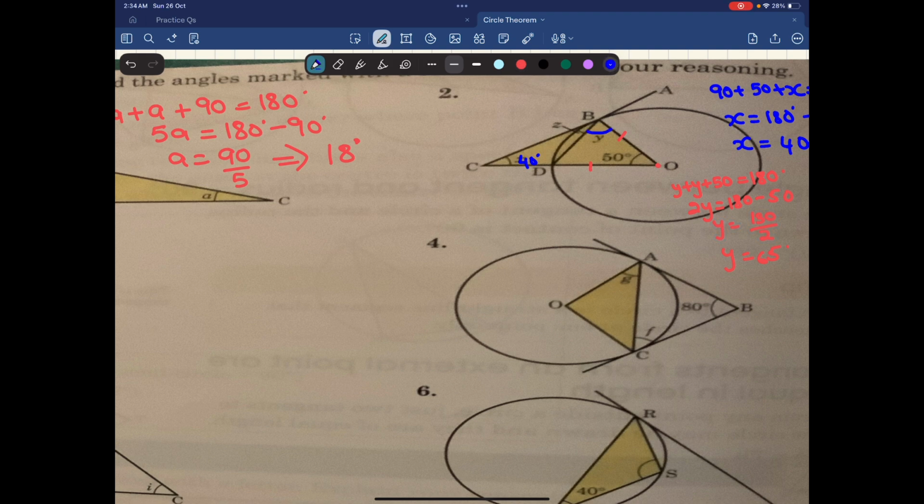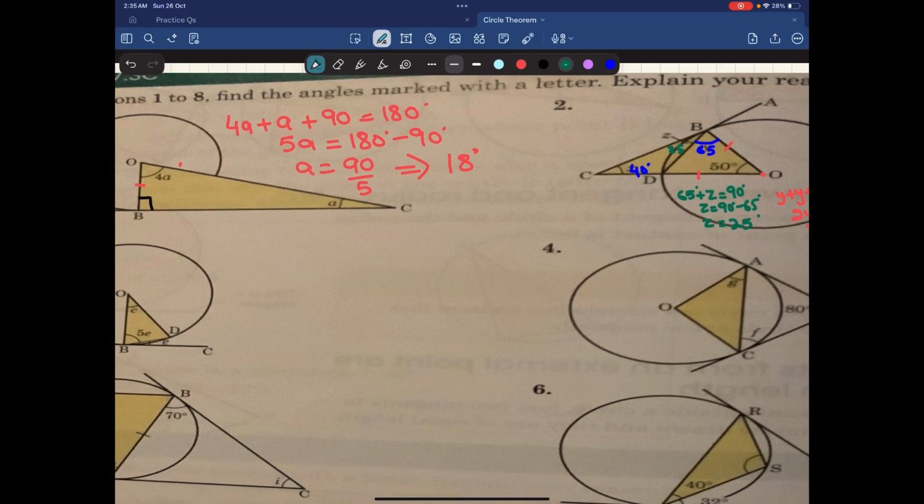It is 65. And to find z, we know that the angle between the radius and the tangent is 90. So 65 plus z should be 90 degrees. So z is equal to 90 degrees minus 65, which gives you 25 degrees. So angle z is 25 degrees.